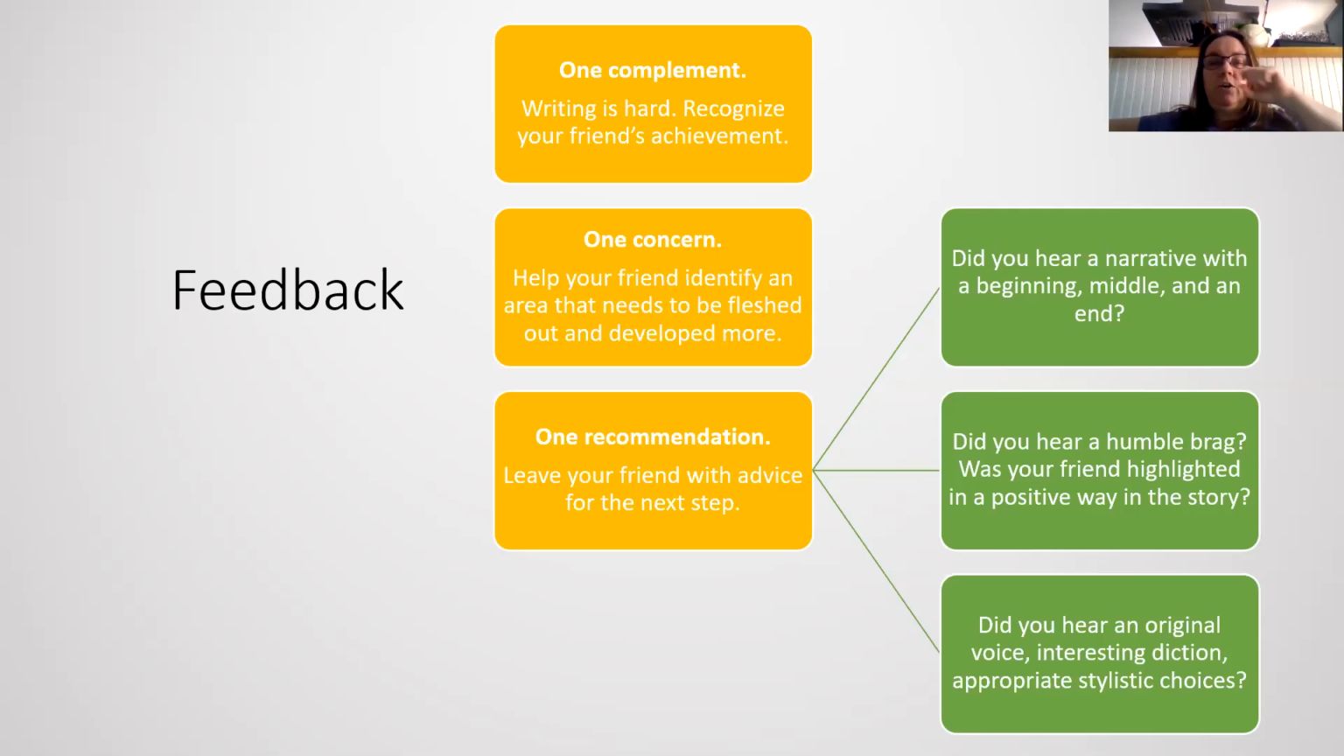And the concern could be, that second paragraph, why don't you flesh that out or develop it a little bit more? And then finally, one recommendation. Leave your friend with some advice. So here are some questions that you can ask the friend or your daughter or your son. Did you hear that humble brag? Was the writing highlighting the writer in a very positive way? Did you hear the original voice or that sense of style?